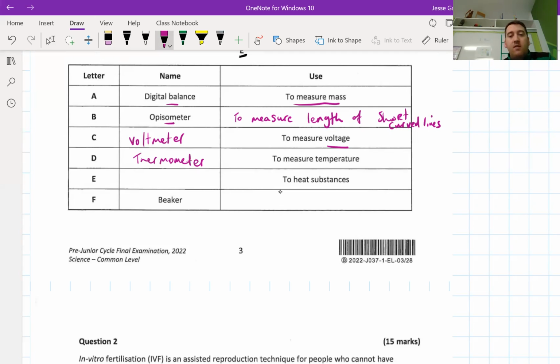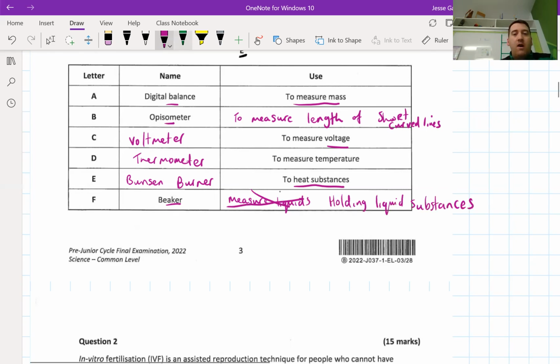To heat up substances, that's our Bunsen burner. And then our beaker. A lot of people wrote this in the exam, guys: to measure liquids. I would say that's not the right answer. It's just for holding or storing liquid substances. Each of those was worth 3 marks, so 3, 3, 3, 3, and 3, and give yourself a mark out of 15. It's important that you have high standards for yourself, you're strict with yourself, and don't give yourself marks if you didn't get them right.